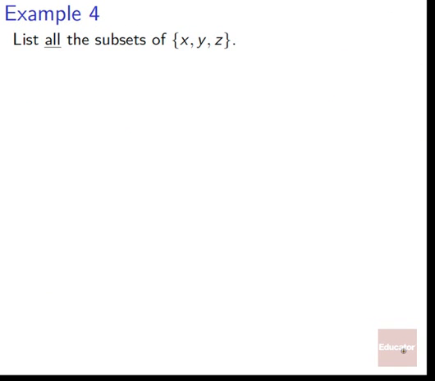Right. Final example, example 4, list all the subsets of {X, Y, Z}. Very first subset that we have to remember is the empty set. So the empty set shows up as a subset for everybody. So the empty set is our very first subset. Next one, well, let's look at all of the subsets that have one element inside of it. So X, whoops, I made a really bad bracket there.